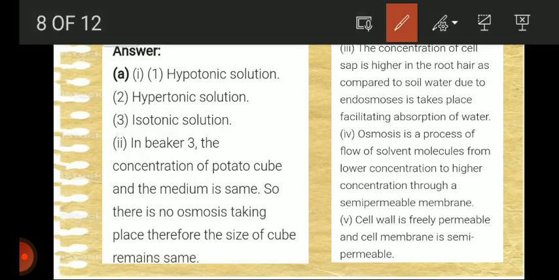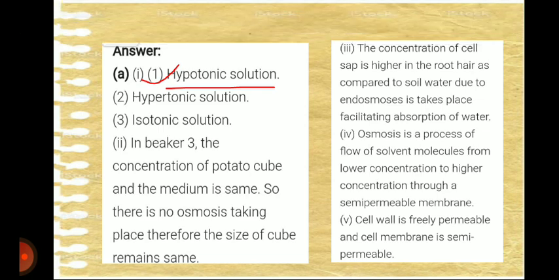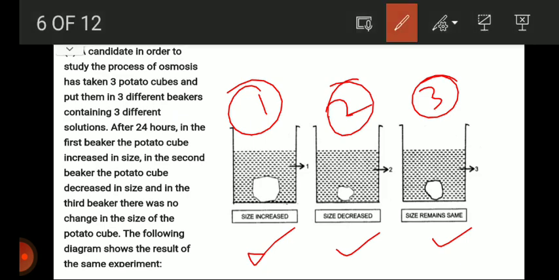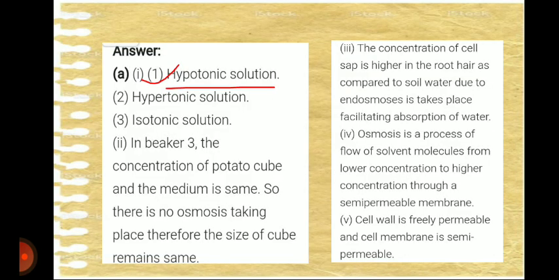Now, of course, in beaker 1, the solution is hypotonic in nature. That is why the size of the potato cube has increased, because water molecules from the beaker are going inside the potato cube. So endosmosis is occurring. That is why the size of the potato cube is increased. So it is obviously a hypotonic solution.